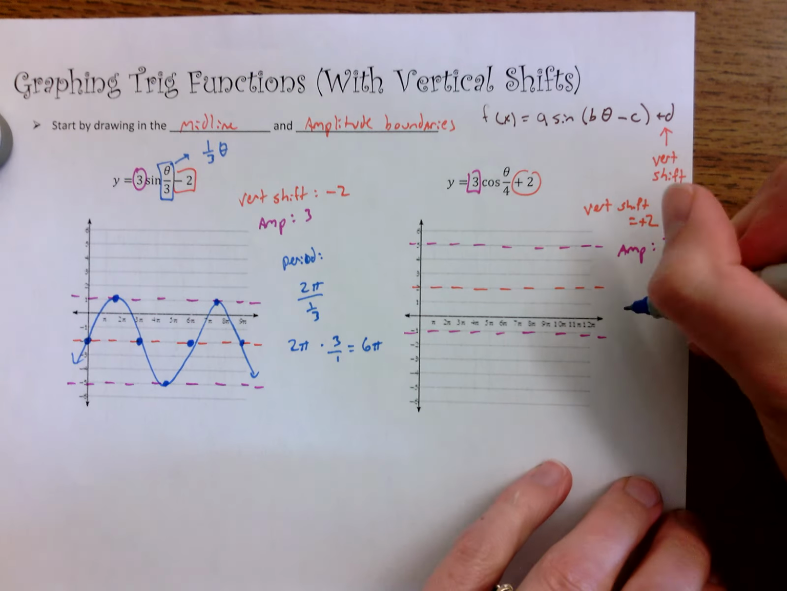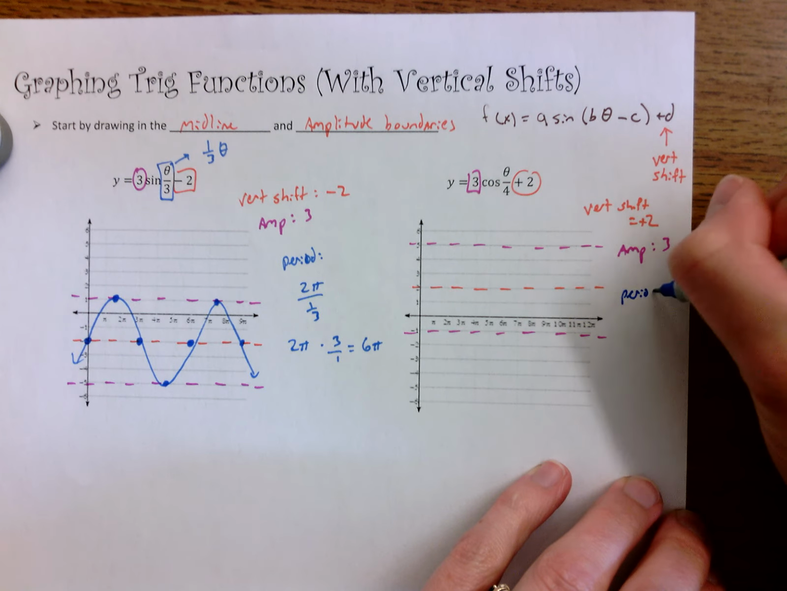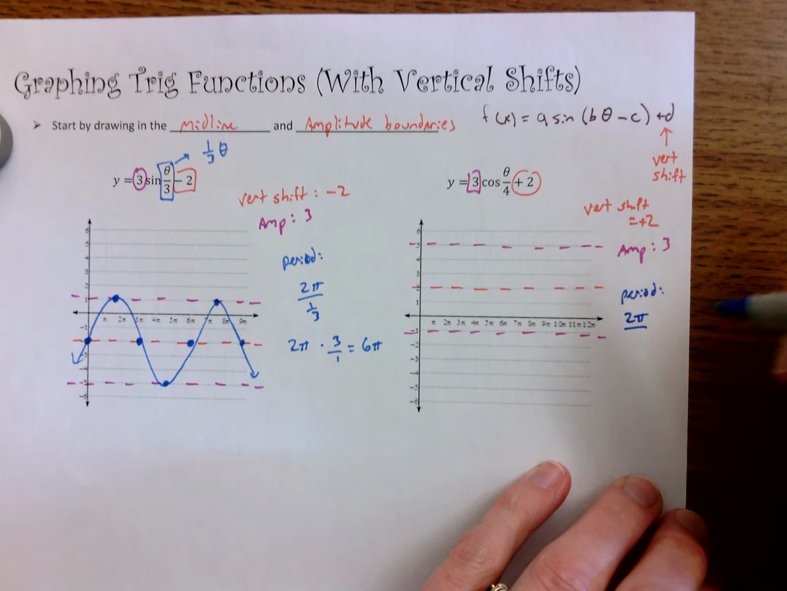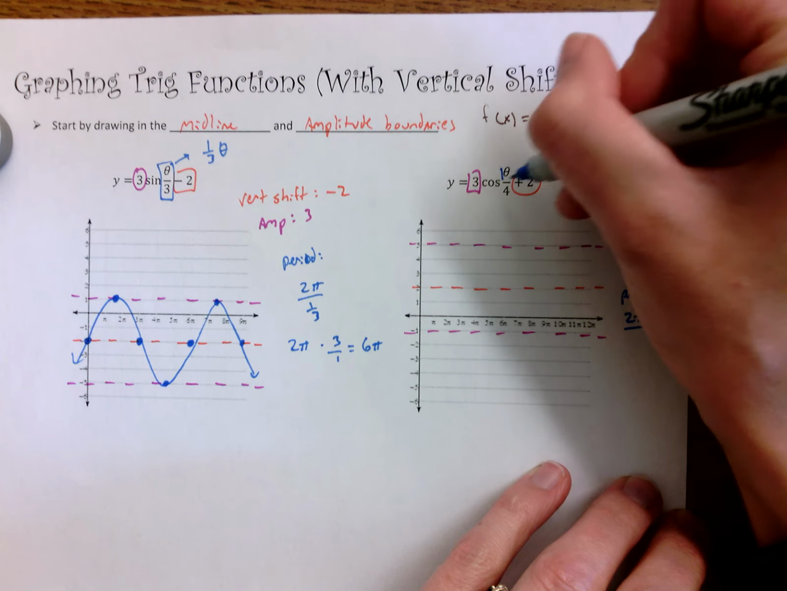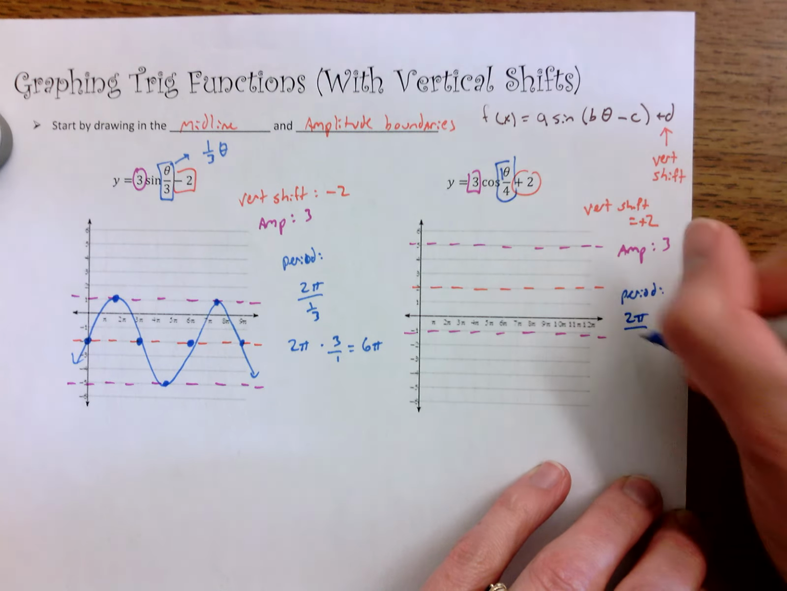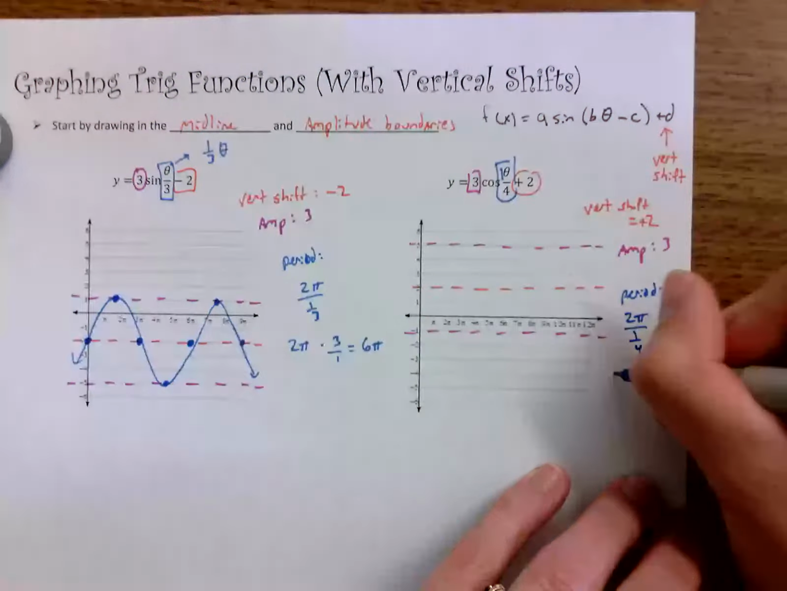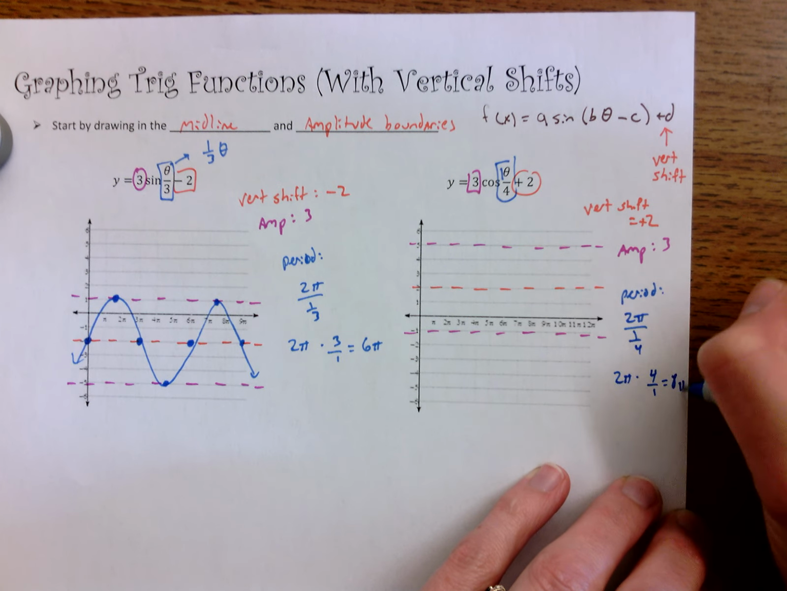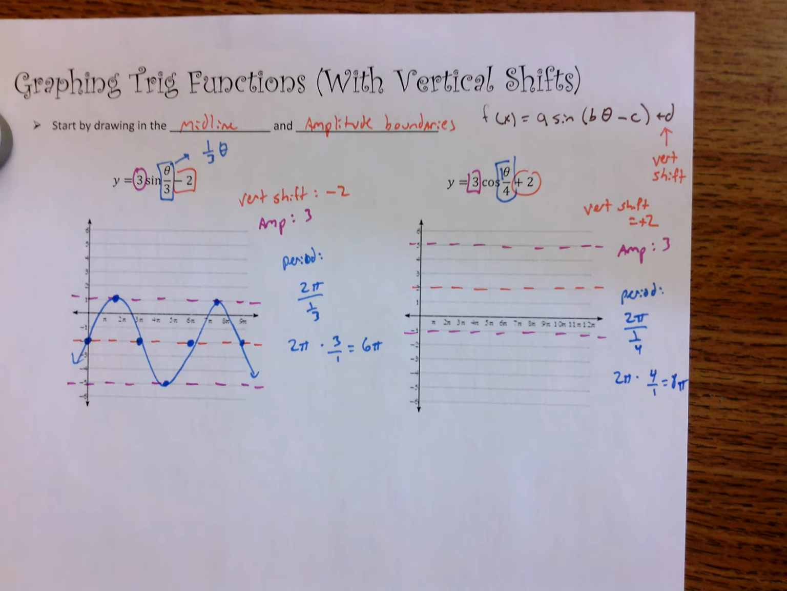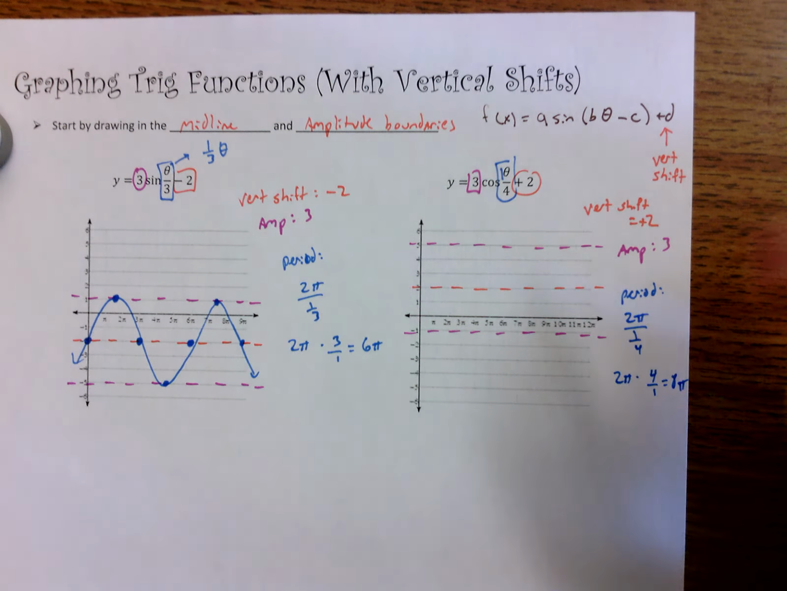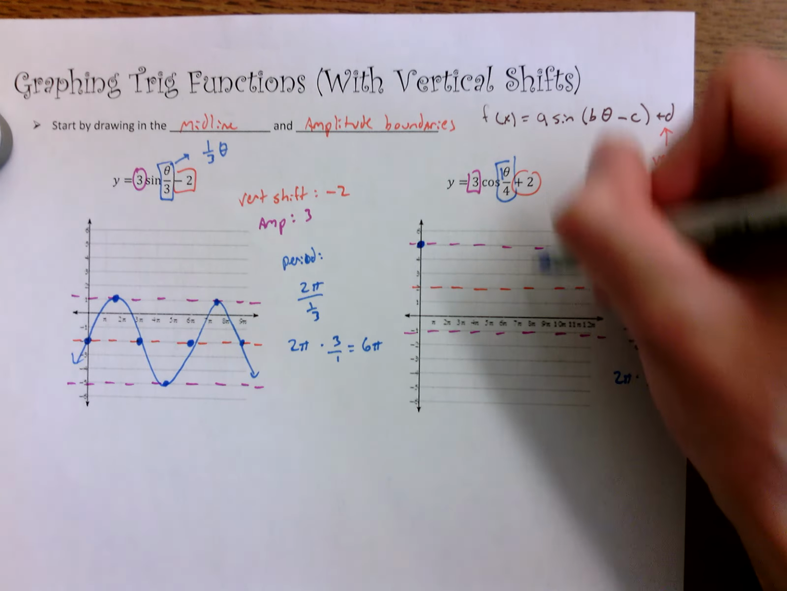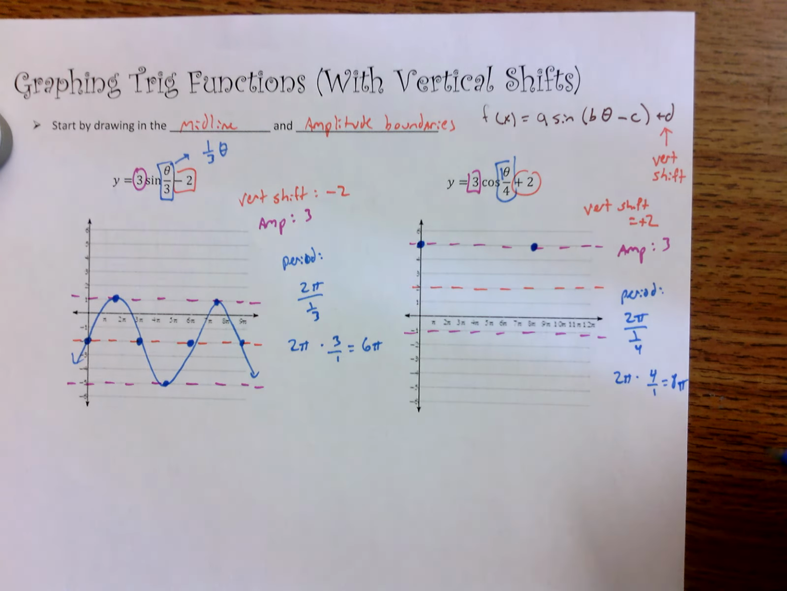To find my period, this one's also measured in terms of pi. So I'm going to do 2 pi divided by, this is like a 1/4. So 2 pi divided by 1/4 is the same as 2 pi times 4/1, or 8 pi. And then cosine graph. Cosine starts at the top, and then at 8 pi, I'm going to be back at the top.